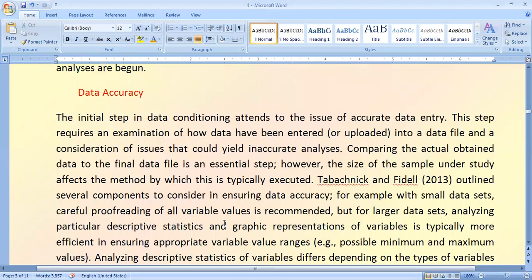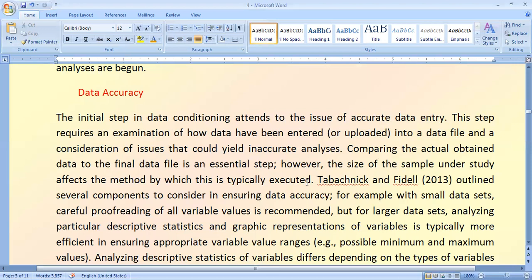Data accuracy. The initial step of data conditioning attends to the issue of the accuracy of data entry. This step requires an examination of how data have been entered or uploaded into the data file and a consideration of the issues that could yield inaccurate analysis. Comparing the actual obtained data to the final data file is an essential step. However, the size of the sample under study affects the methods by which this is typically executed.